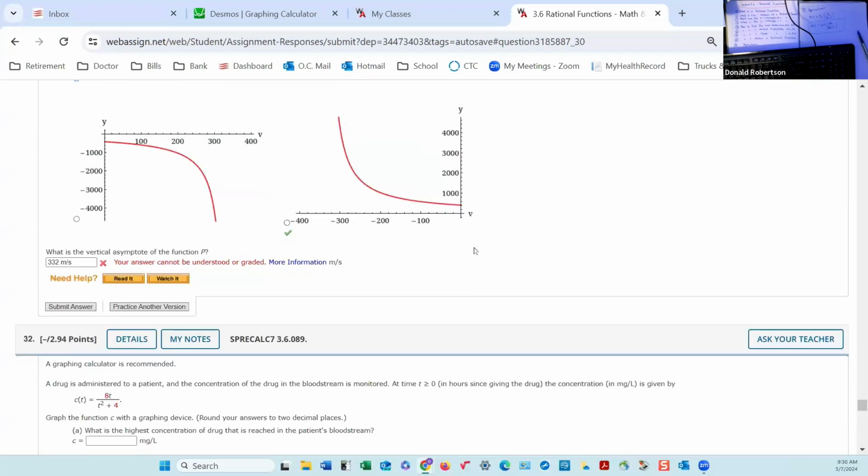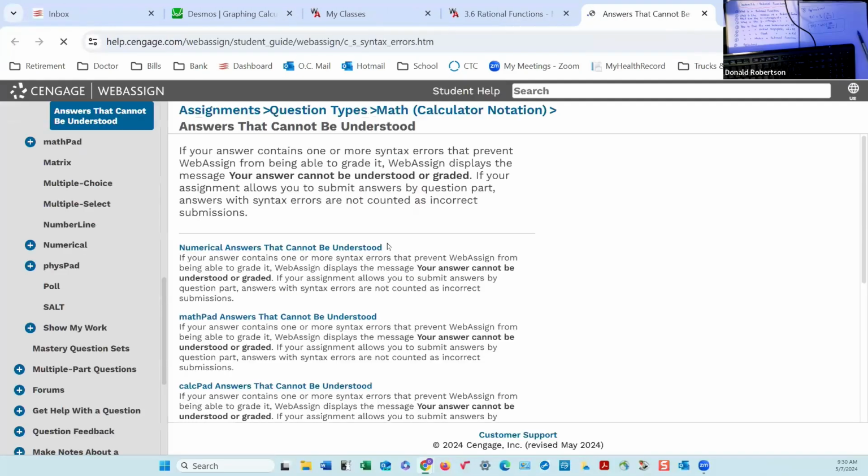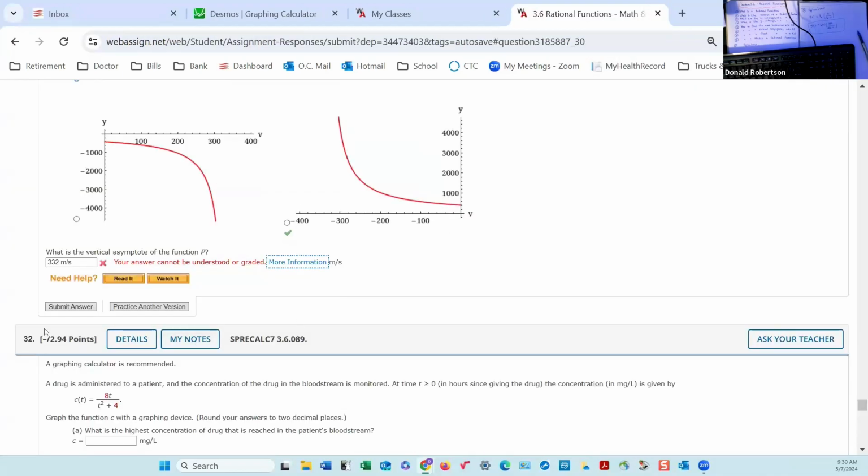Hmm. It must be something I've not done. No, that isn't much help. I'm going to keep submitting this answer till I get it wrong, and it tells me the right answer.